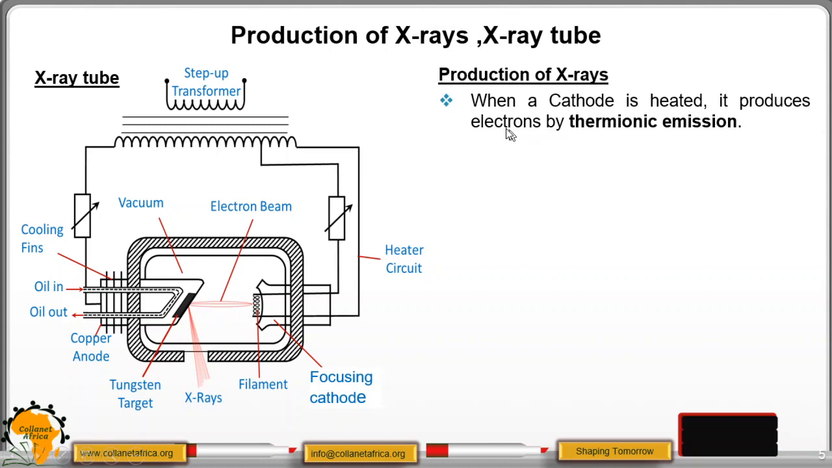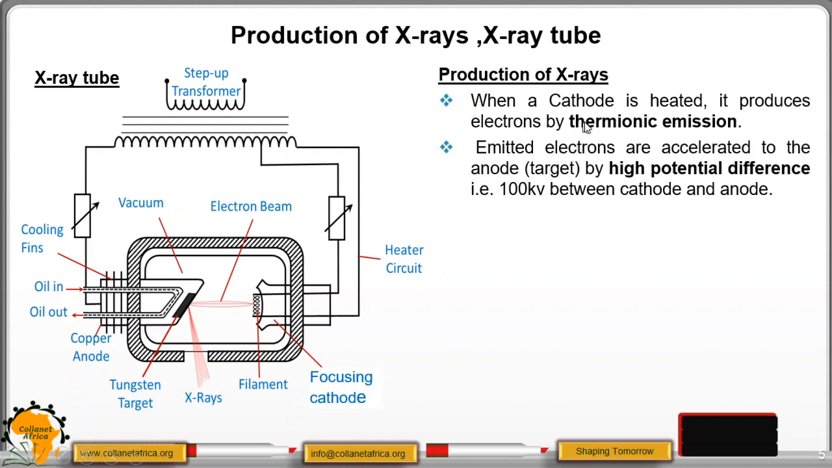So when this one is heated, it emits electrons, as we are going to see in production of X-rays. Now when a cathode is heated, it produces electrons by thermionic emission. The word thermionic is coming from the word thermo, and thermo means heat. So it implies that the electrons are being emitted due to heat energy. And what happens is that when they are heated, they gain a lot of kinetic energy, and that kinetic energy is enough for them to detach themselves from their atoms.